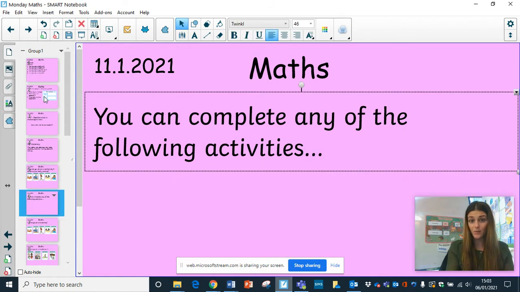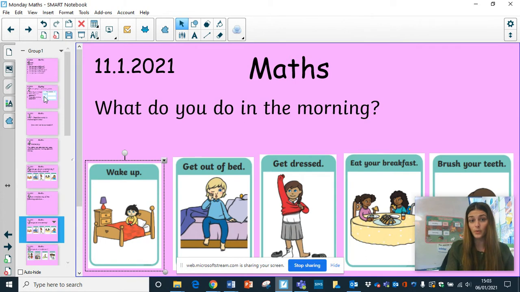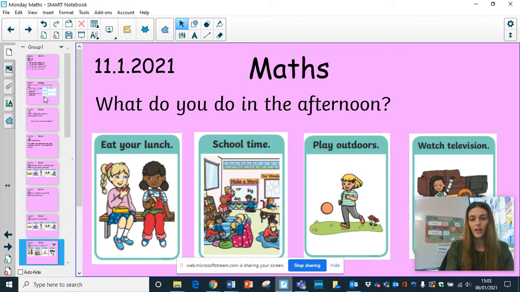Following activities now, you can complete as many as you like, all of them, or just pick a few, or just one. First activity you might want to have a look at is what you do in the morning. So what is your morning routine? What do you do first thing when you wake up and through that morning? Then I want you to have a think about what you do in the afternoon. So you can write these things down or discuss it with somebody or draw some pictures, do some labelling. Any of those things are fine.